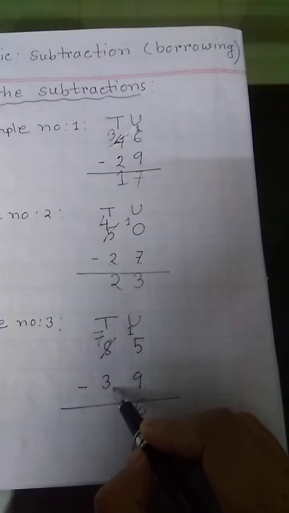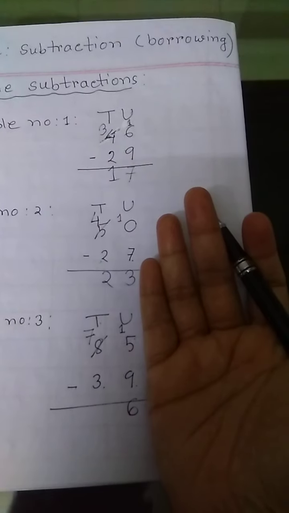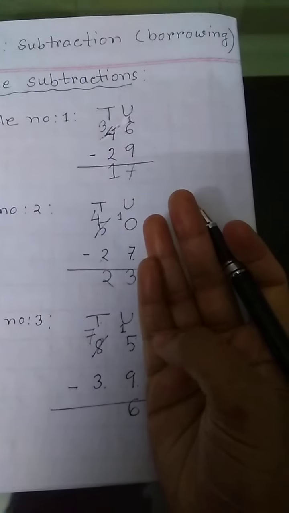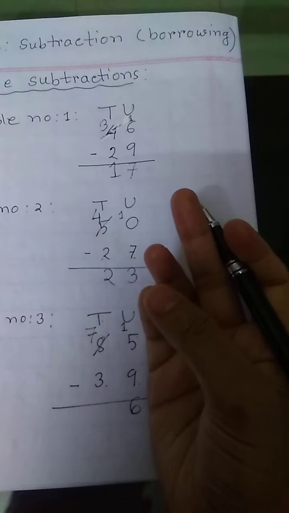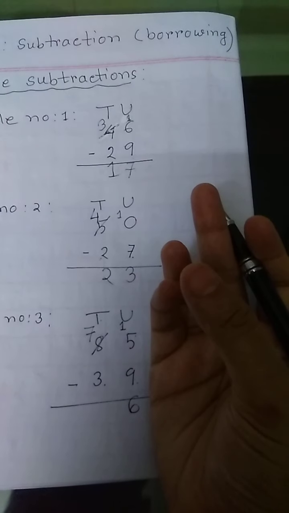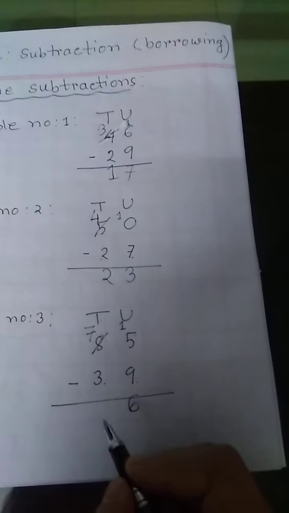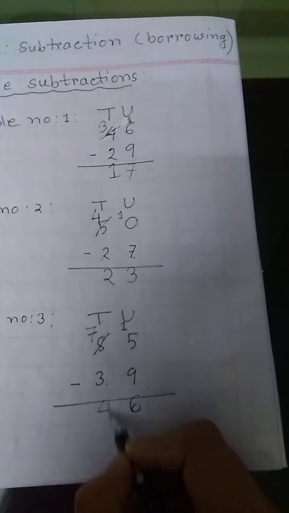Now subtract 3 from 7. 3, 4, 5, 6, 7. Where have I stopped my counting? Here on number 4. So the answer will be 4.